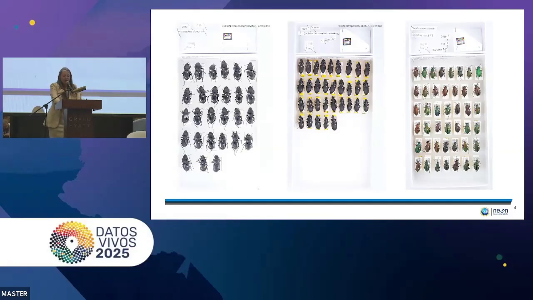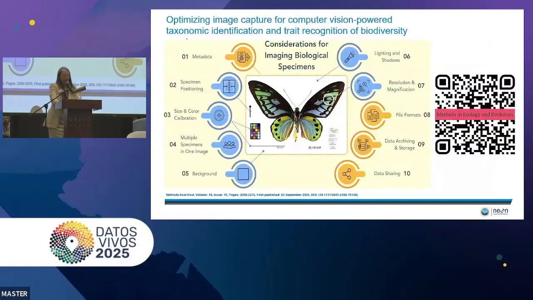The standardization was driven by a set of considerations that were developed to make these images suitable for downstream computer vision tasks. David showed this in his slides, but I get to talk about it a little more. This slide shows the framework that we use to guide our imaging workflow, which was specifically designed for capturing images for computer vision-powered taxonomic identification and trait recognition from specimens.